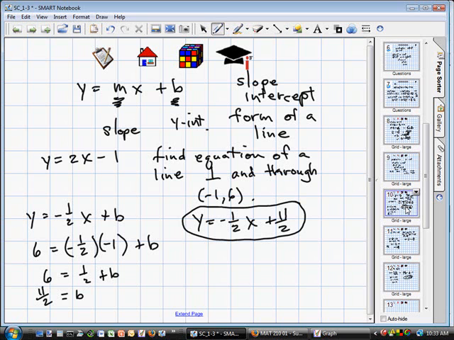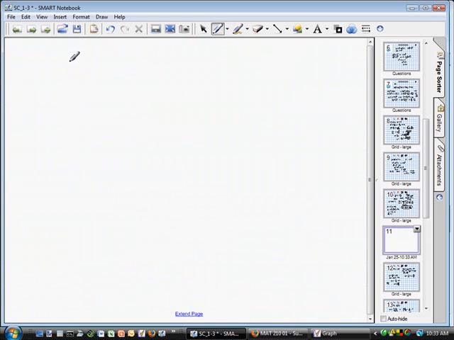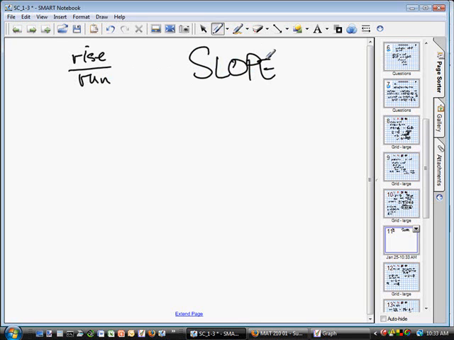What's the formula for slope? How do you find slope? Rise over run. How else could we state that? That is certainly correct. I just want to get others, so let's just put that down. How else? Anybody remember a formula?